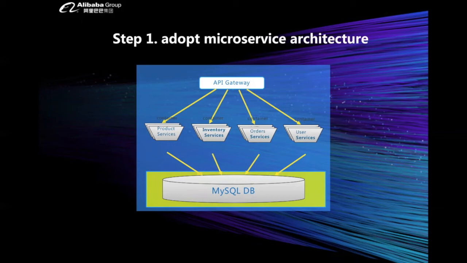So step number one was to recommend that this customer adopt a microservice architecture. Instead of a unified web server to handle all these different functions, it was recommended to split the services into different containers, and they can deploy product services in one container, inventory services in a separate container, and so forth. The benefit is the queries per second would be dramatically different across the different services.